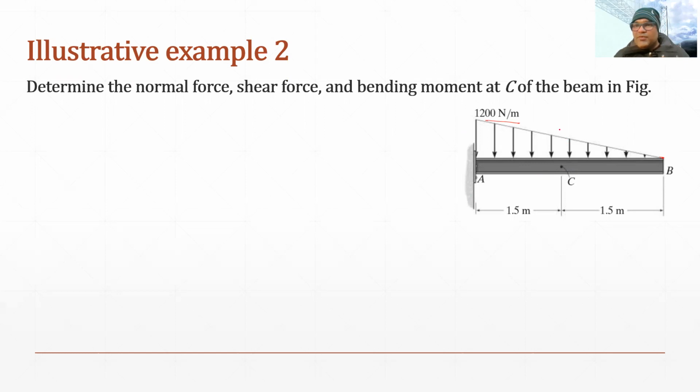So which means we can cut this beam at section at point C. Again, we will have the option of taking either the left hand side part or the right hand side part. It would be wise if we take the right hand side part because, as I said, we choose the section which will have the least number of forces. So if we take the left hand side part, then we will have four loads.